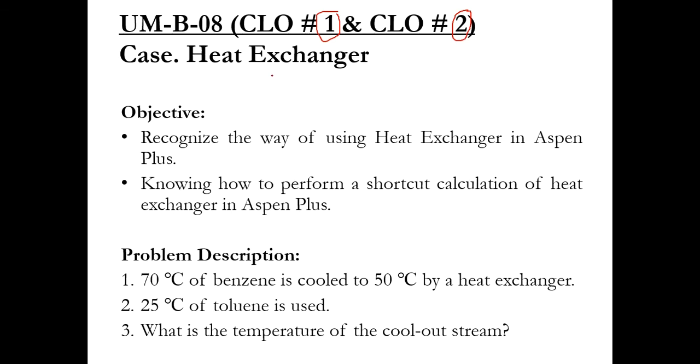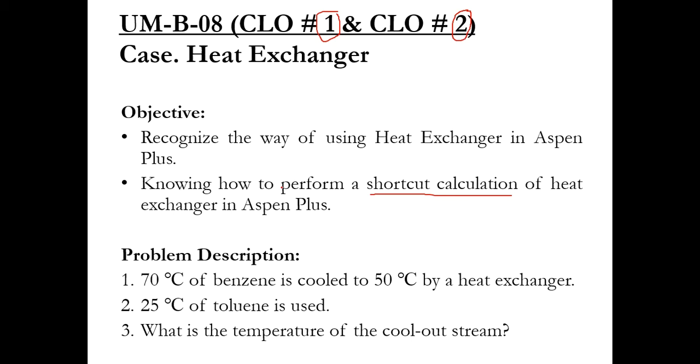Number one is to recognize the way of using heat exchanger in Aspen Plus and knowing how to perform a shortcut calculation of heat exchanger in Aspen Plus. Basically, this activity is not related to the rigorous calculation of heat exchanger in Aspen Plus, but is a shortcut design or shortcut calculation in which we will calculate the UA, the calculated area, and the heat duty of heat exchanger, but we will not go into the rigorous calculations with shell passes, tube ID, OD, and so on. So this activity is a basic or a starting activity for heat exchanger.